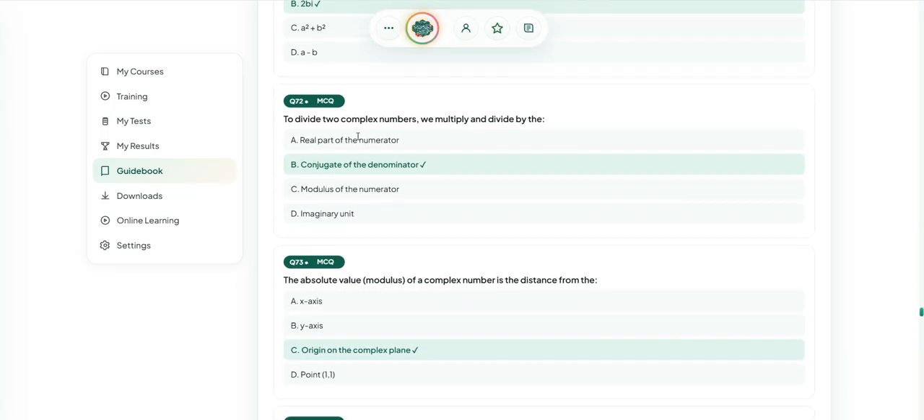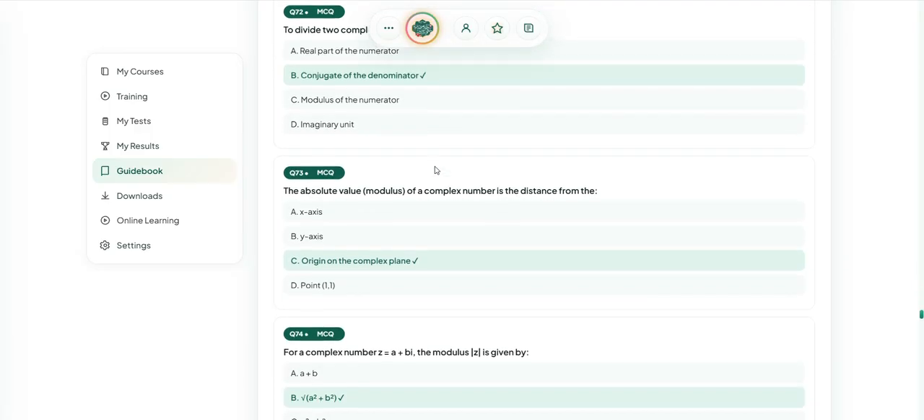To divide two complex numbers, we multiply and divide by the conjugate of the denominator.